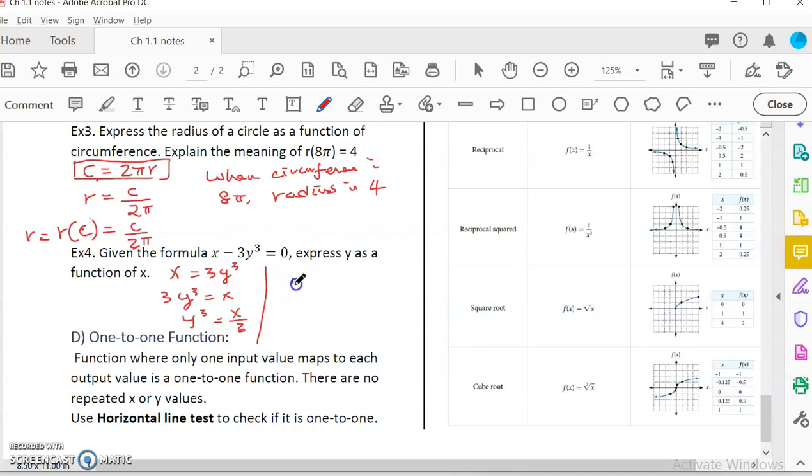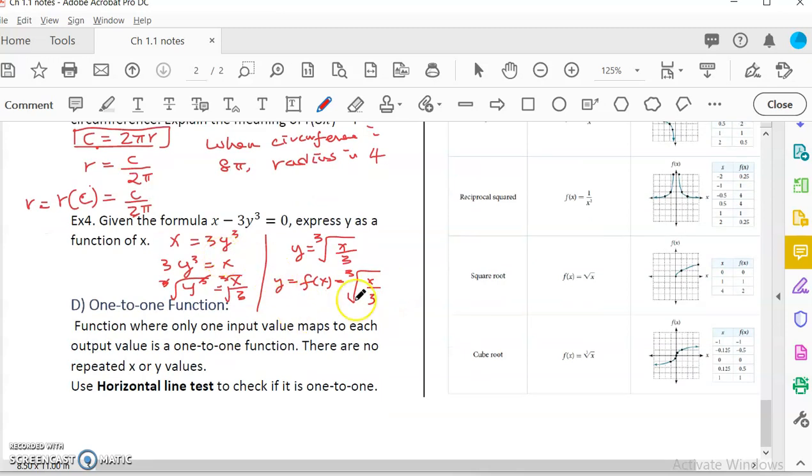And I want y. So how do I get rid of the cube? I do cube root. If I do cube root on both sides, this and this cancel, and this would become a cube root. So cube root of x over 3. So this is a function. So you say y equal to f of x equal to cube root of x over 3. You can input x and you get the output y.